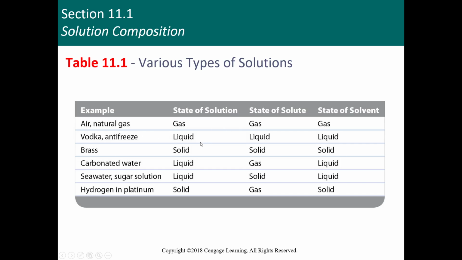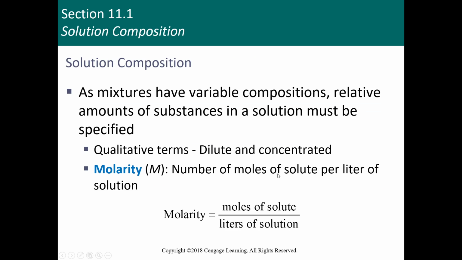Right here we see a liquid mixing with another liquid. These are actually different types of alcohols mixing with water as the solvent. And that gives you a liquid overall. Right here we have brass. This is actually two different types of solids mixing together. And that will give you a solid overall. And you see the various different mixtures you can get and examples of them.